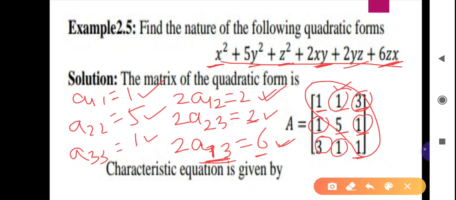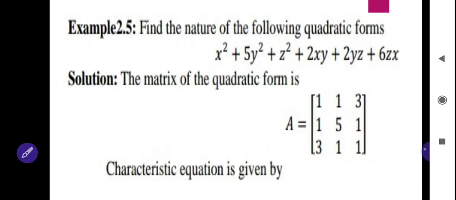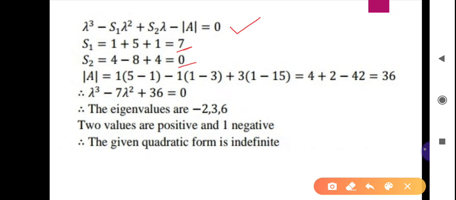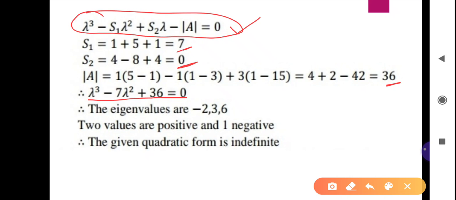Now, we have to find the eigenvalues of this matrix A. For this 3 cross 3 matrix, the characteristic equation is lambda cube minus S1 lambda square plus S2 lambda minus determinant of A equals 0. S1 is 7, S2, the sum of minors of diagonal elements, is 0, and determinant is 36. Put the values of S1, S2 and determinant in this characteristic equation. So, you will get lambda cube minus 7 lambda square plus 36 equals 0. Solve this third degree equation in your calculator and find the roots. So, we will get the roots minus 2, 3 and 6.